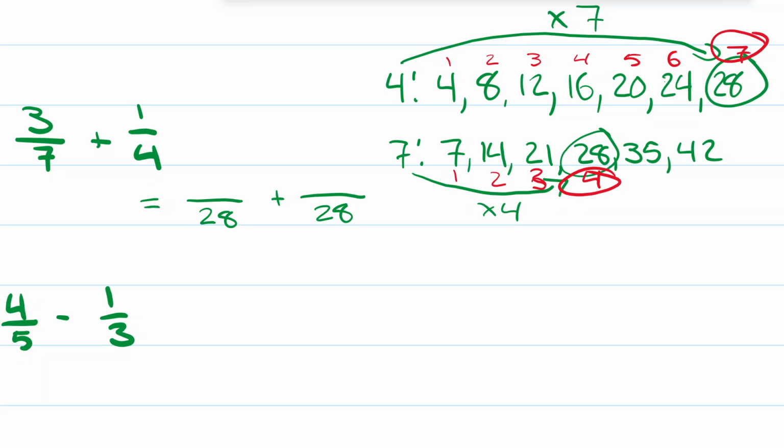Okay, so if I multiply 7 times 4 and 4 times 7, well, I have to multiply the numbers on top by the same. So I have to multiply the 3 times 4 and the 1 times 7, and that'll give me 12 over 28 plus 7 over 28.